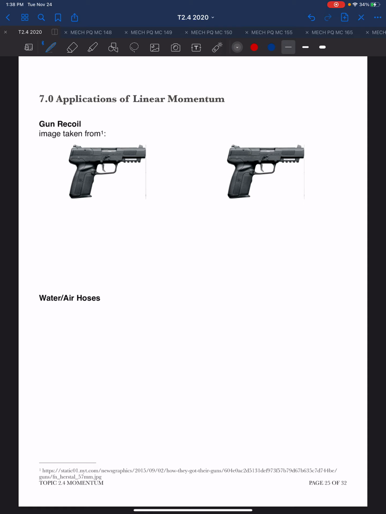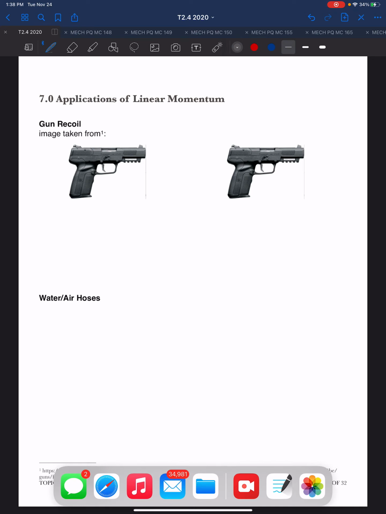In this installment, we are going to look at some applications of linear momentum. The first one of these is a very common one. We have a gun, and a word that you may not be familiar with is recoil. To recoil means to move back from, to move away from.